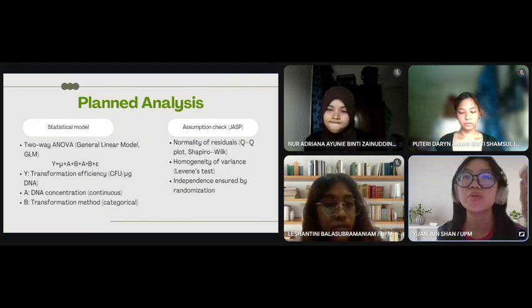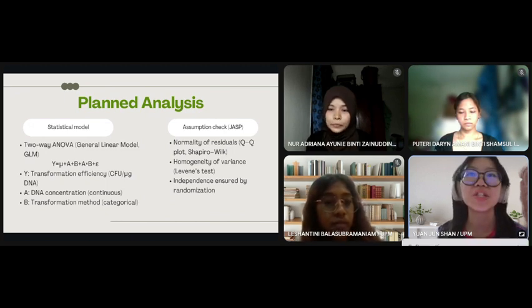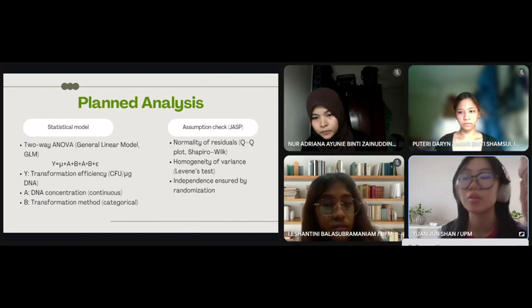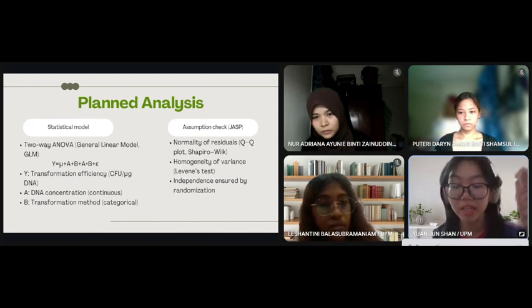For the assumption check, in JASP we have used the normality of residuals, which is the QQ plot and also the Shapiro-Wilk test. For the homogeneity of variance, we have tested with Levene's test, and independence is ensured by the randomization.